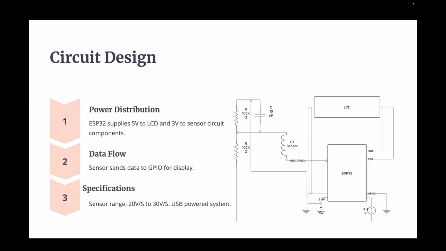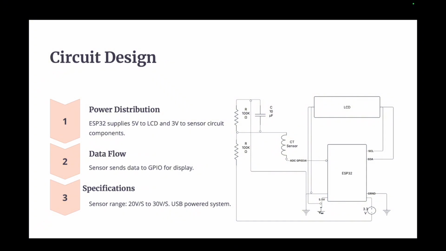Of course, we have an overview of our circuit design. It features the 2 transistors and 1 capacitor, which store the energy that the CT sensor collects. It feeds power and amplitude data from the current to our ADC GPIO on the ESP32 microcontroller.